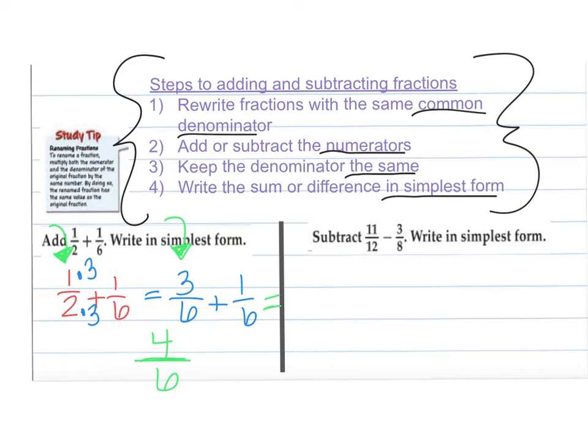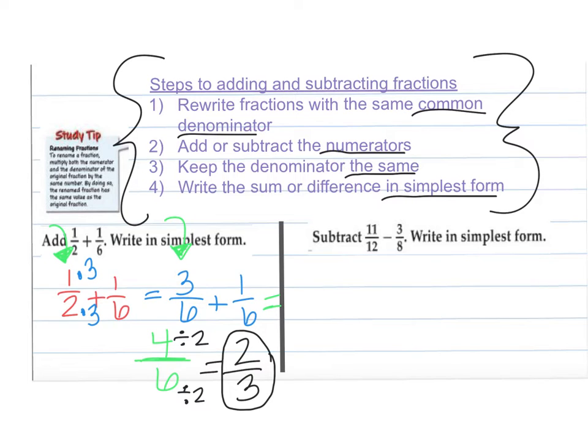So simplest form, I find a number that they both can be divided by, or find their greatest common factor. So I know that they can both be divided by 2 in order to still get a whole number. So 4 divided by 2 is 2. 6 divided by 2 is 3. So then my answer is 2/3. So 1/2 plus 1/6 equals 2/3.